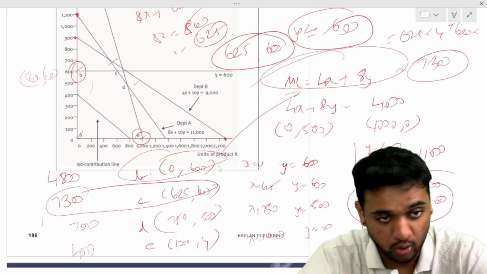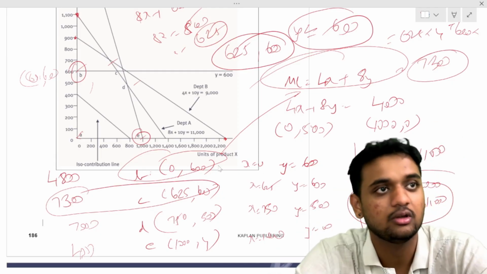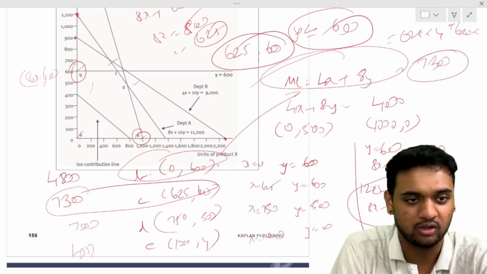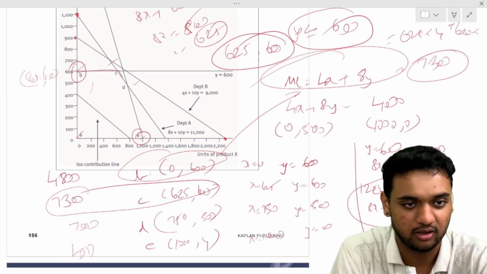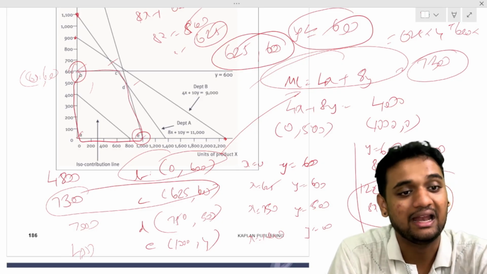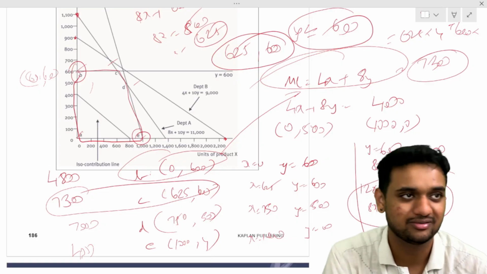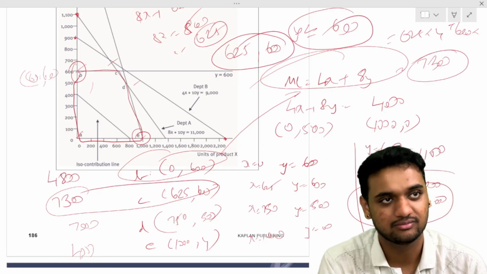How did we get those points? What are the points? That is the common shaded region. Anything above that, no. Whatever shape this is, anything outside that, A, B, C, D, E, we will not be able to produce. It will be a constraint.